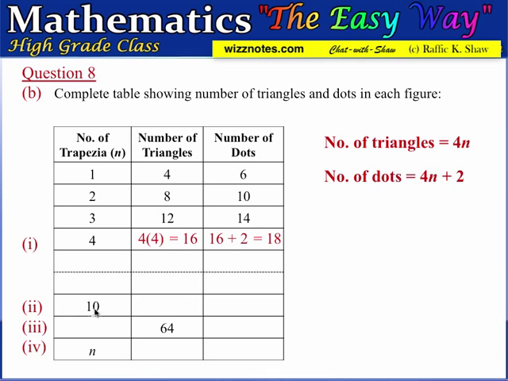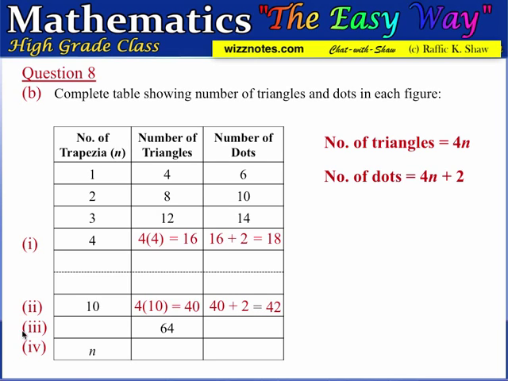For part 2, we want to know the number of triangles and the number of dots that corresponds to n equals 10. And continue with that formula. We have the number of triangles will be 4 multiplied by 10, and that is 40. And the number of dots will be 4n plus 2, which becomes 40 plus 2, which is then 42.